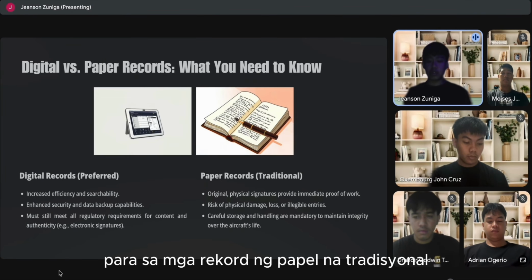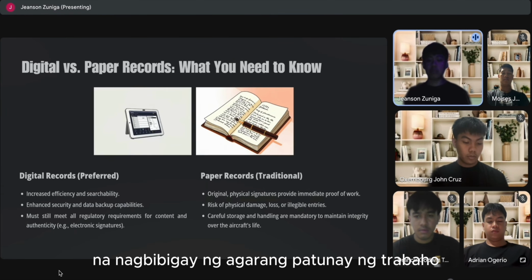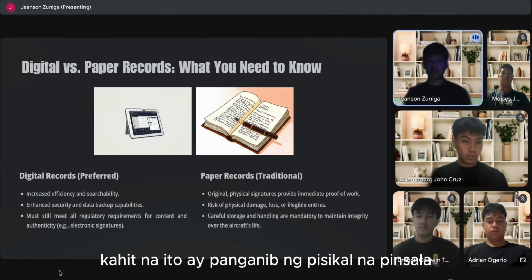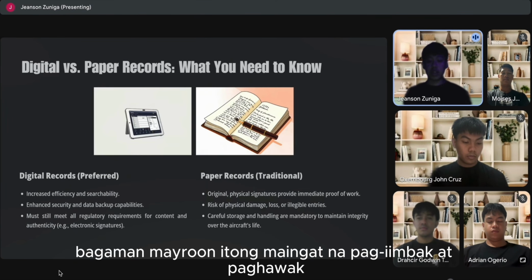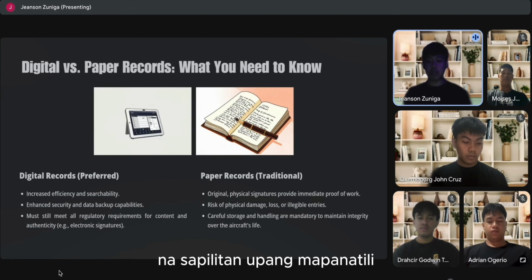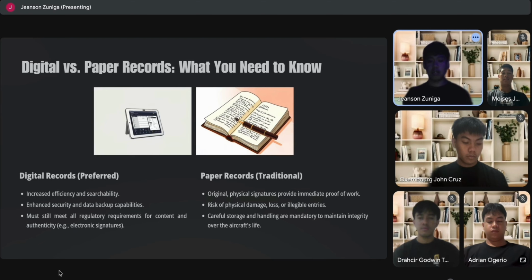For paper records, which is traditional, back then we used physical signatures, which provide immediate proof of work. Though there is a risk of physical damage, loss, or illegible entries, careful storage and handling are mandatory in order to maintain integrity over the aircraft's life.